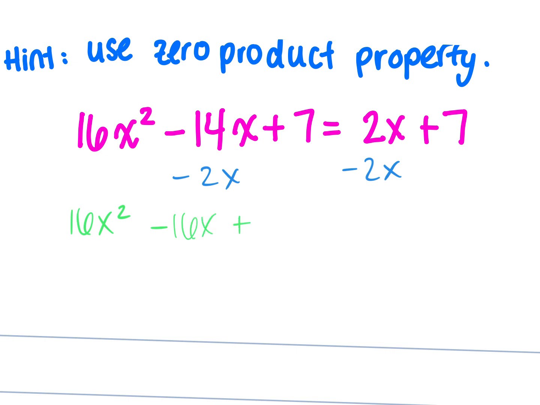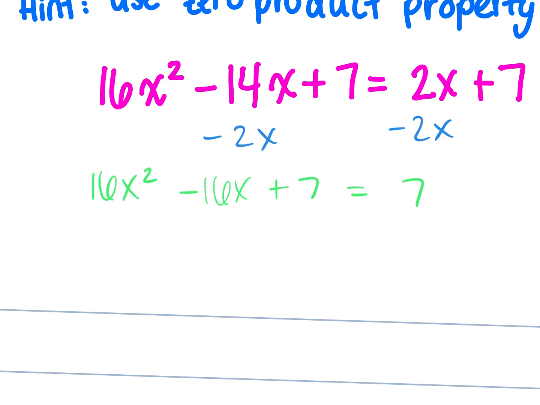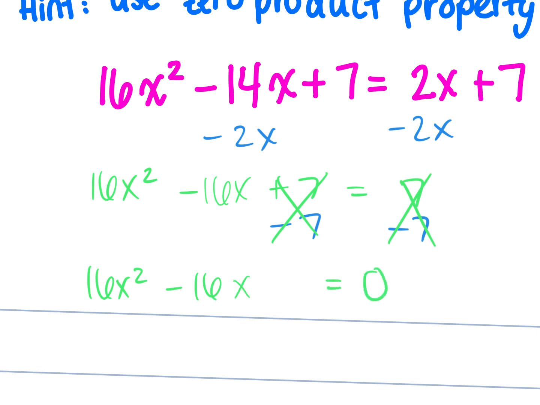Well, we're going to keep plus 7 for now. I'm going to take it one step at a time. Equals 7. Then you said subtract 7, correct? What happens here, guys? They both cancel out. So check it out. We have 16x squared minus 16x equals 0.